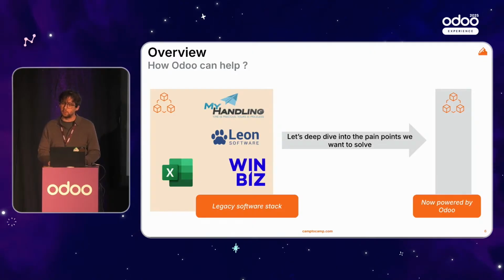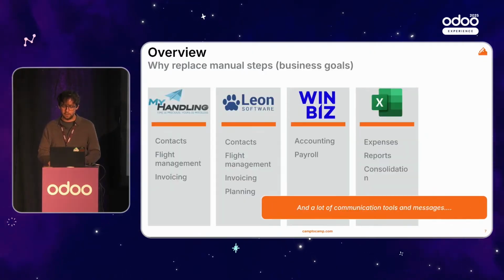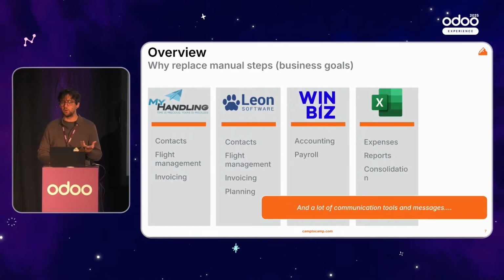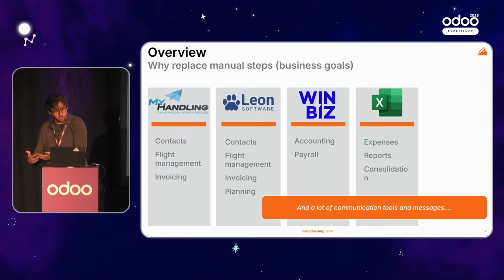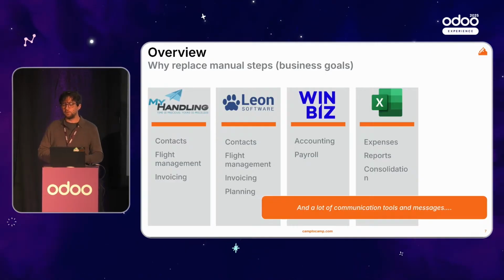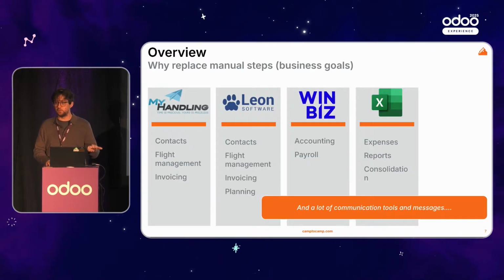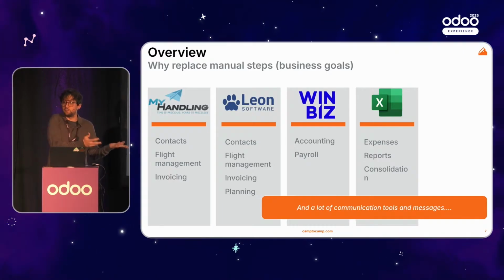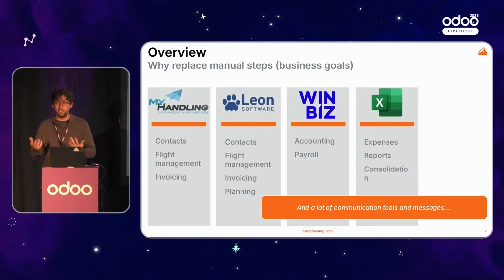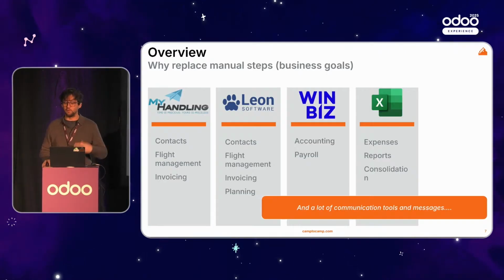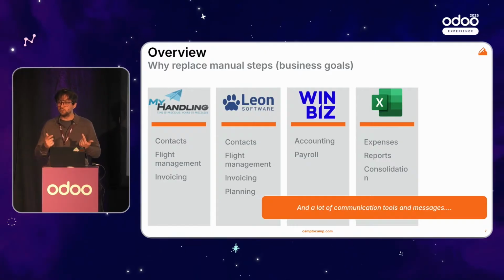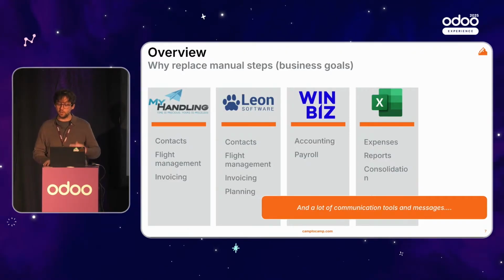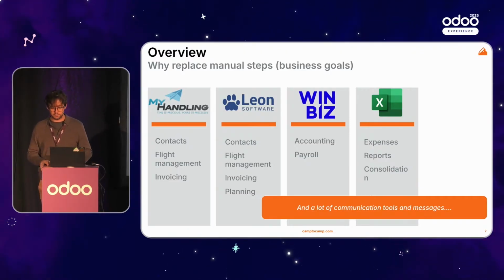About the pain points of all this software, we first have to understand why it is useful. In MyHandling, for example, which is more about handling and ground operations, you have a contact book, a bit of flight management, and some invoicing. It's not accounting, but it's invoicing, and it's not a pure flight management software. You also have Leon, with another contact book, flight management and invoicing, and this one adds another layer, which is planning. WinBiz, in that case, is the classical accounting software with a bit of payroll, and Excel for everything else.